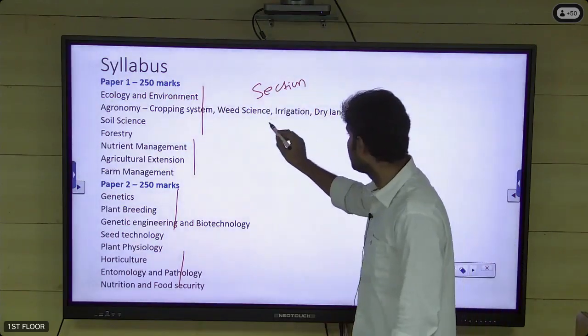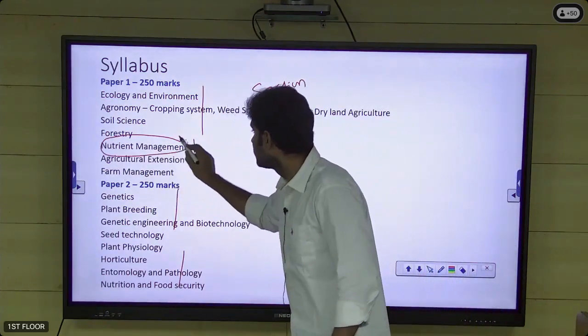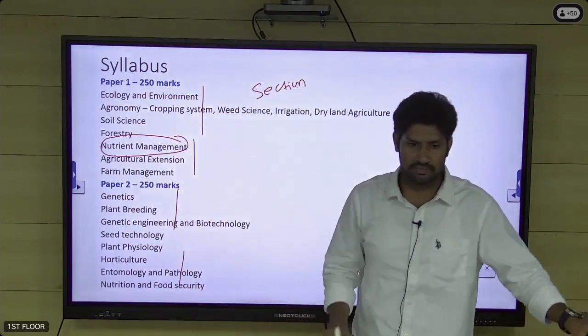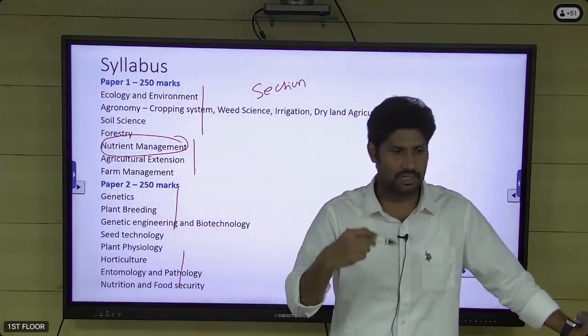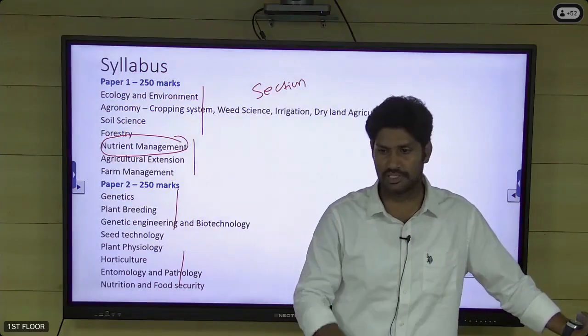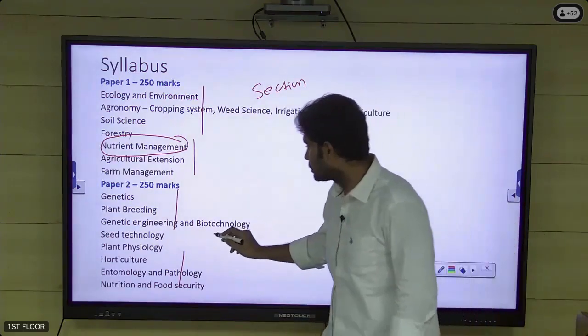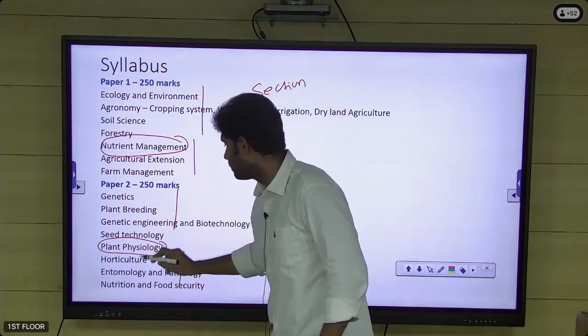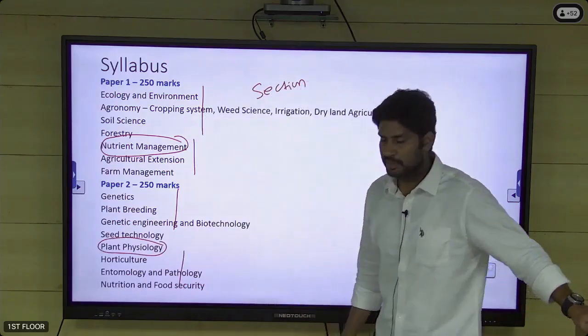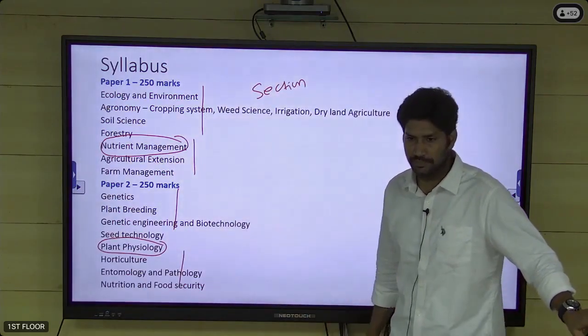For example, nutrient management. Sometimes they ask questions from this area in section A as well as in section B. And in paper 2 also, plant physiology is a common topic. We can expect a question in section A as well as section B.